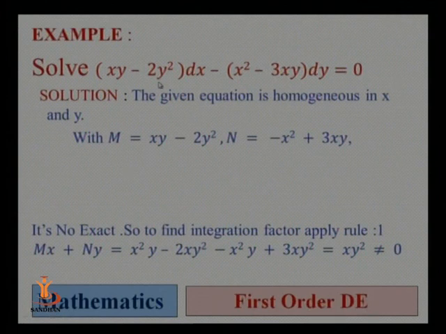As we saw earlier, if you replace x and y with tx and ty in this place, you get t square common. So it's a homogeneous equation.